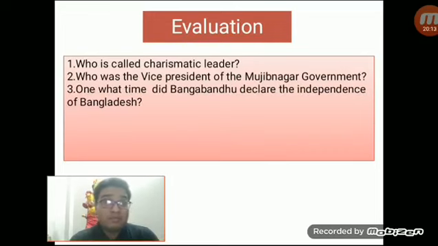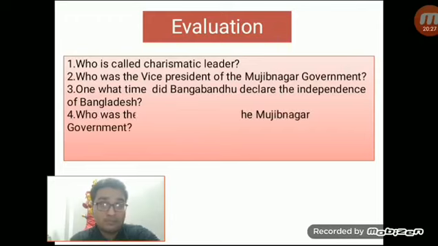Then, at what time did Bangabandhu declare the independence of Bangladesh? Exactly at 12:30 p.m. on 25th March 1971, Bangabandhu Sheikh Mujibur Rahman declared the independence of Bangladesh. Number 4, who was the finance minister of the Mujibnagar government? Captain M. Mansur Ali was the finance minister of the Mujibnagar government.